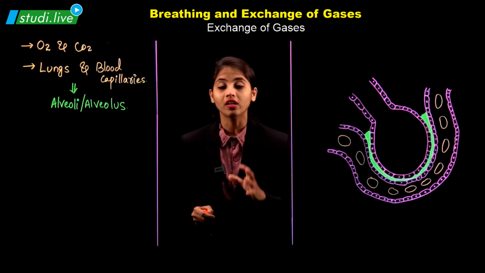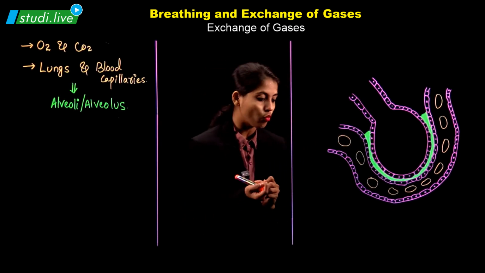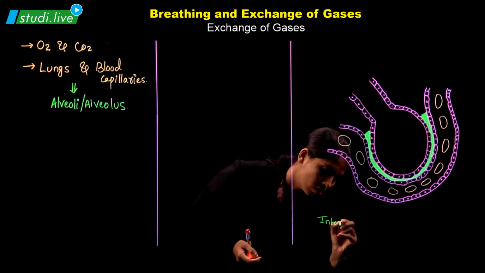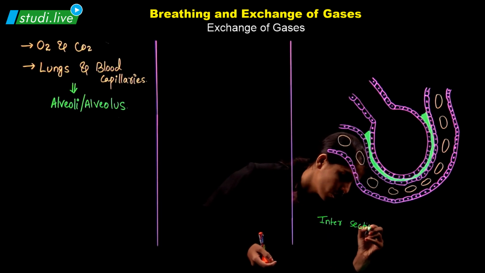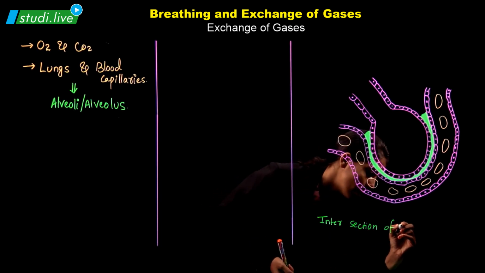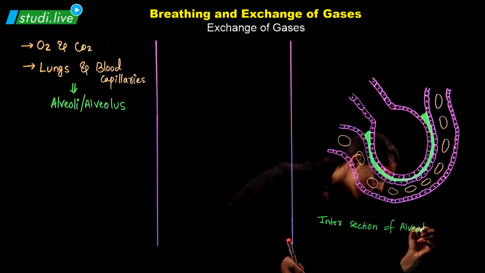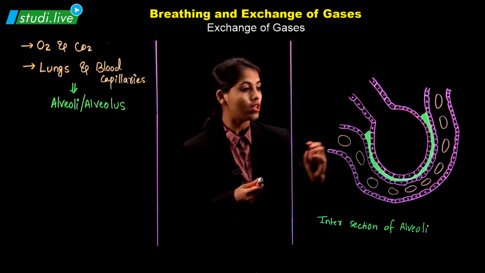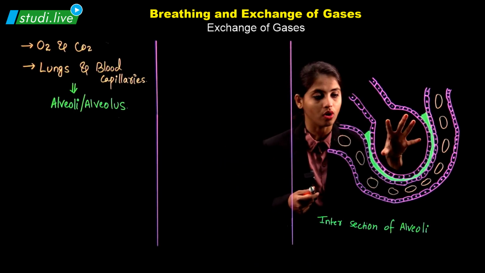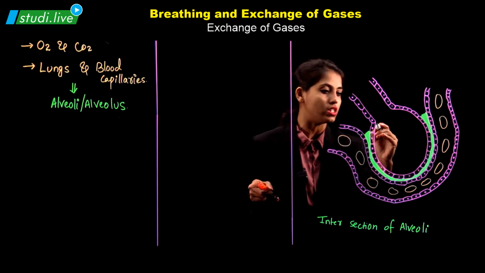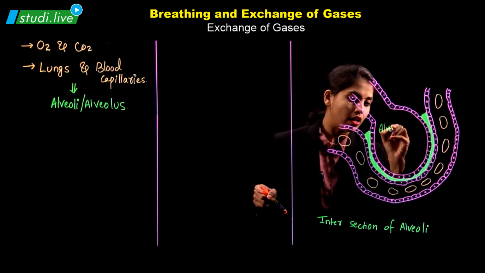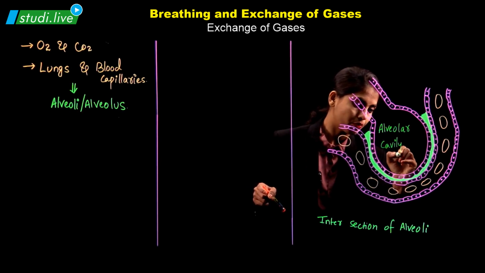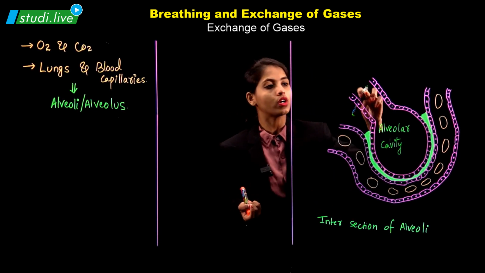So here I have drawn a diagram of alveoli. Basically this is an intersection of alveoli. So after the intersection, what can I observe over here? There are different things. The first thing over here, which I have drawn, is the alveolar cavity. Okay, students, now, from here, what is going to enter?